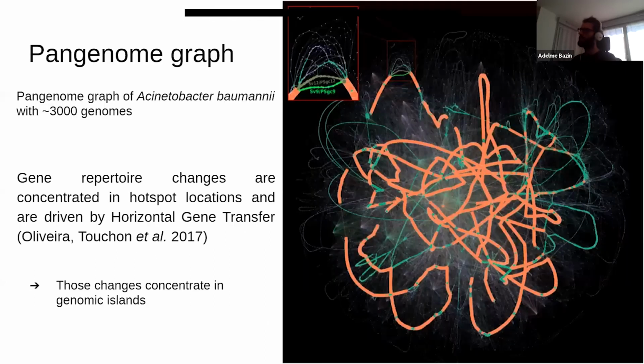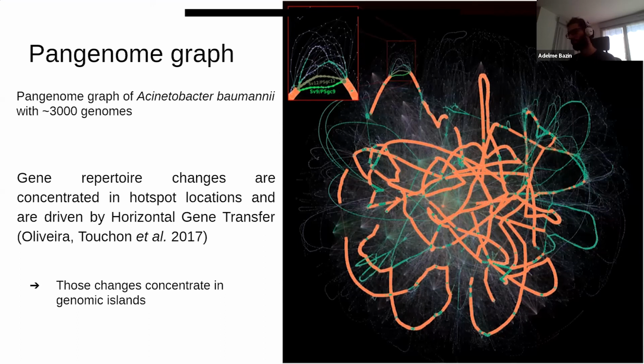And so here is a representation of an actual pangenome graph. This one was built from 3,000 genomes of Acinetobacter baumannii. What I can illustrate with this representation is that gene repertoire changes are concentrated in some hotspot locations and usually driven by horizontal gene transfer. In this zoom that we have here, you can see that there are 2 paths in orange for the persistent genes. And from those 2 paths, multiple cloud or shell paths branch out.